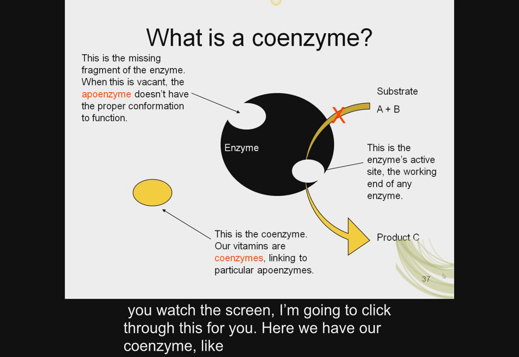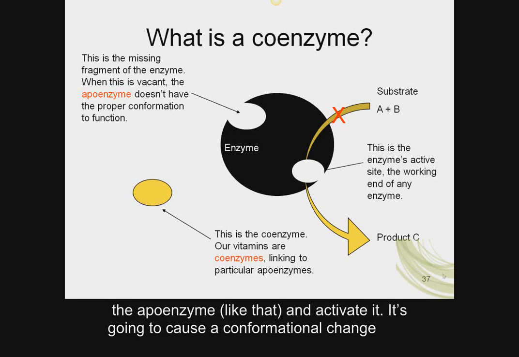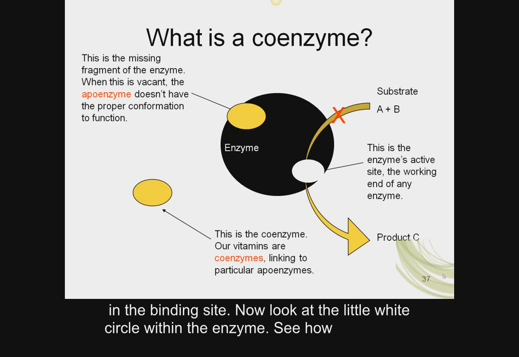Watch the screen. I'm going to click through this for you. Here we have our coenzyme, like vitamin B12 and folic acid, shown here as a yellow circle. The coenzyme is going to bind to the apoenzyme, like that, and activate it. It's going to cause a conformational change in the binding site.